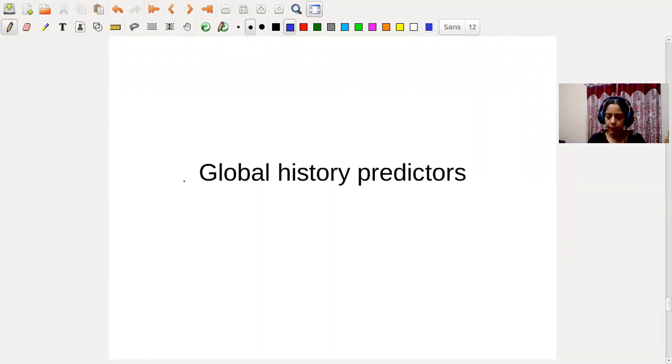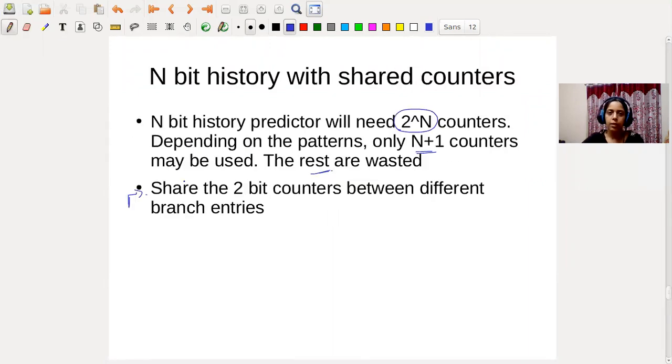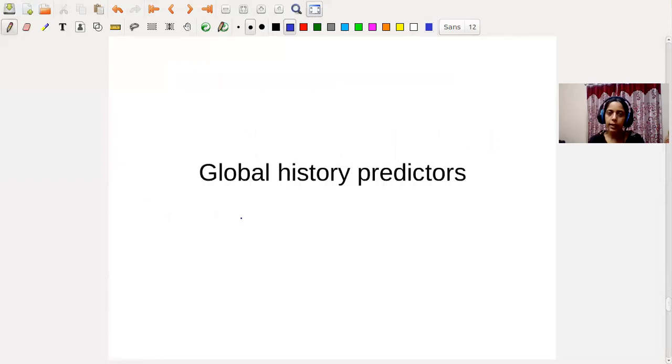Like I said, there is an idea here that we can share these counters between different branch entries so that we do not waste the counters. That is the idea behind global history predictors. Whatever we discussed so far are just local history predictors, because they are going to keep track of the history of the same branch and not other branches. And global history predictors keep track of other branches as well.